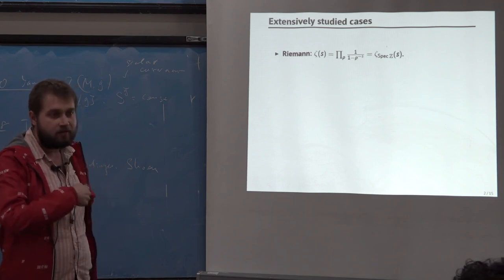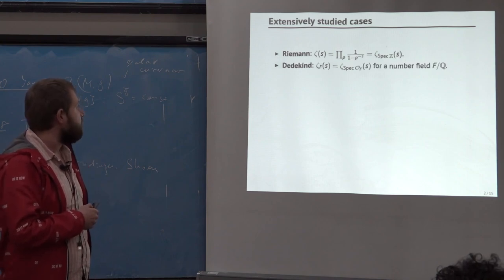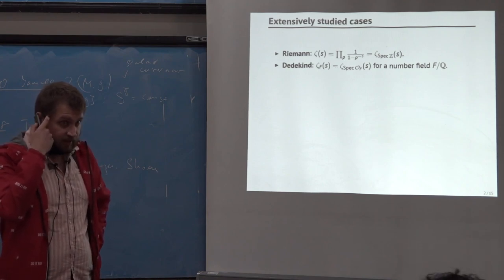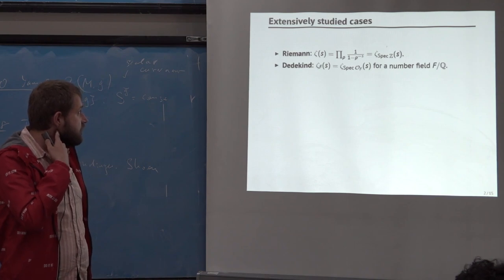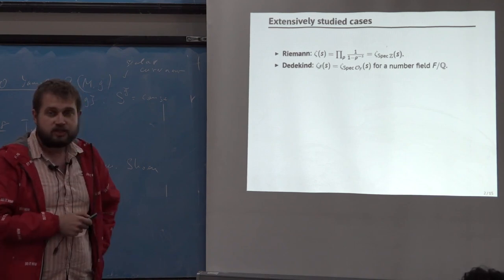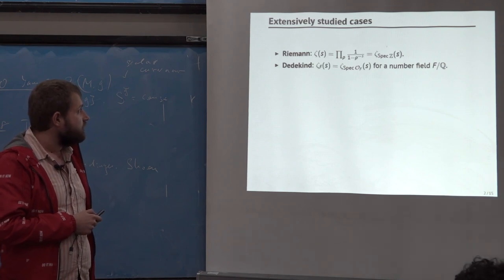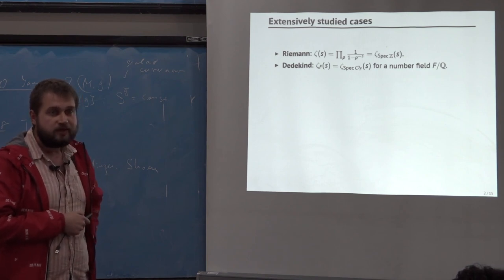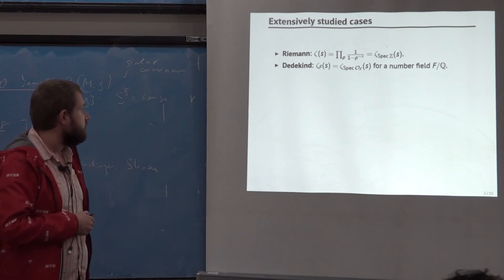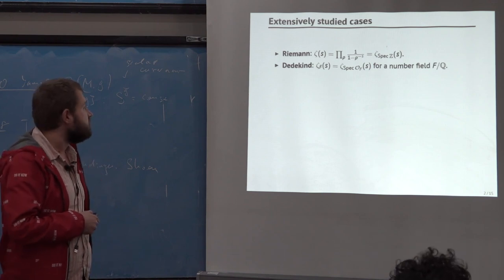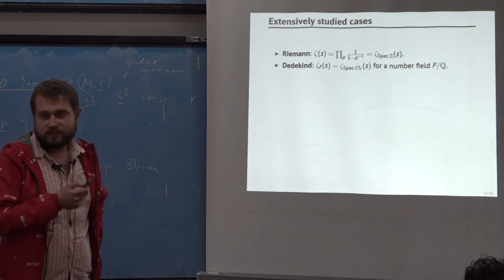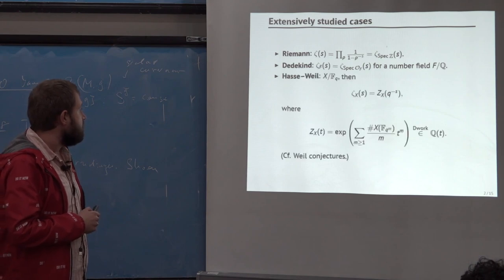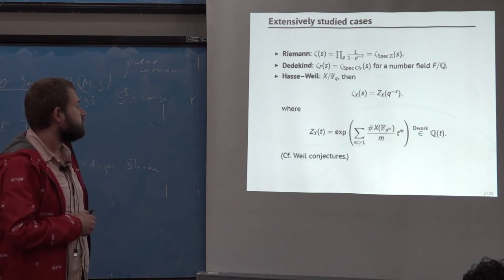We would like to have some family of zeta functions. The first family of zeta functions, defined in the 19th century and studied in algebraic number theory, is the Dedekind zeta function. We take a number field, which is a finite extension of Q, and we take its ring of integers, O_F. The zeta function associated to this ring of integers is called the Dedekind zeta function. A lot is known for these zeta functions. The most important thing, the Riemann hypothesis, is not known, but we know quite a lot about them.